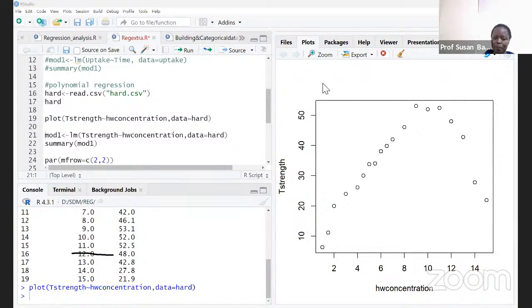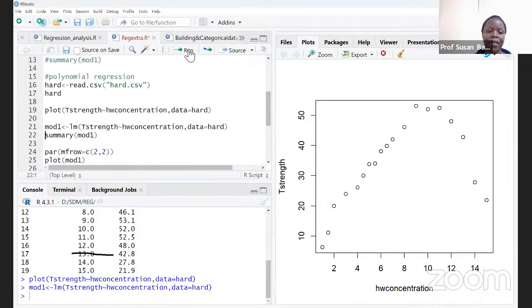So here, inverted U, likely a probability curve. So here what we are seeing is a curvilinear relationship between tensile strength and hardwood concentration. So the first thing we are going to do is to run a linear regression, assuming we ignore the shape of the model we see in the scatter diagram, and run a linear relationship between tensile strength and hardwood concentration. What happens? So let's run.